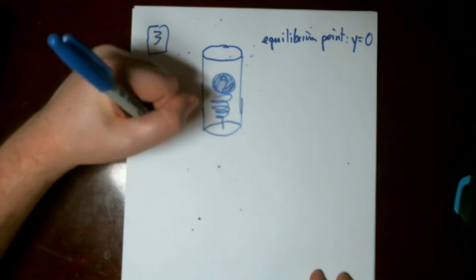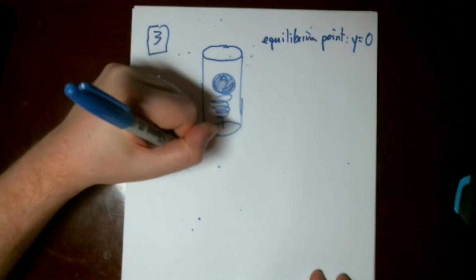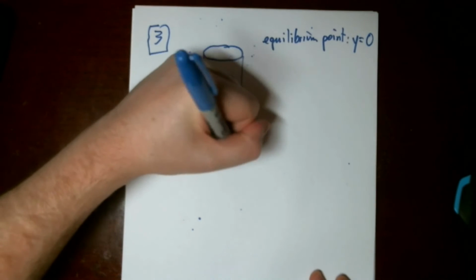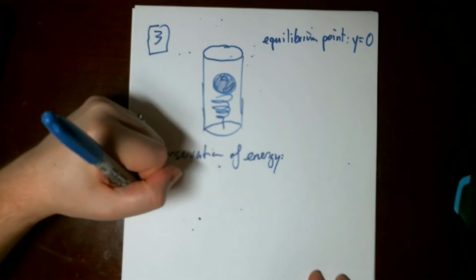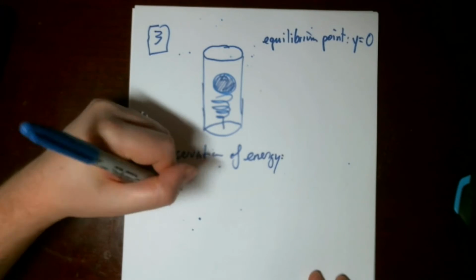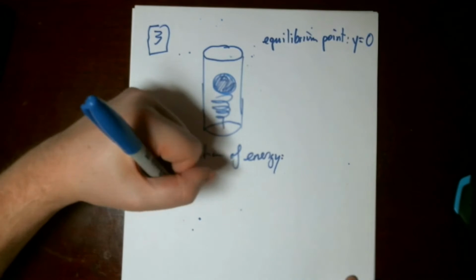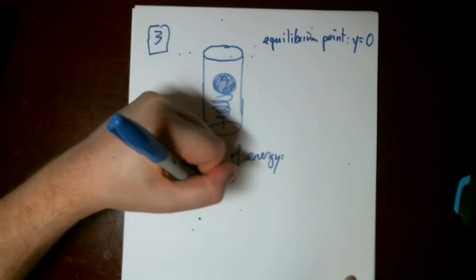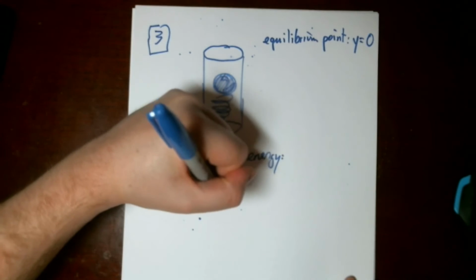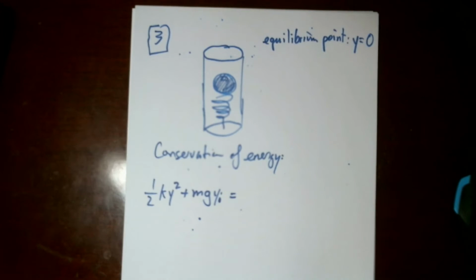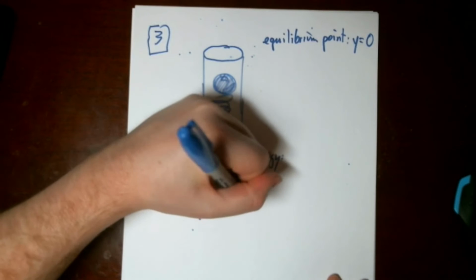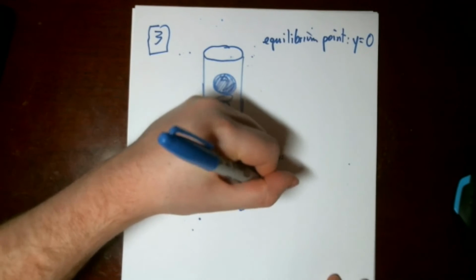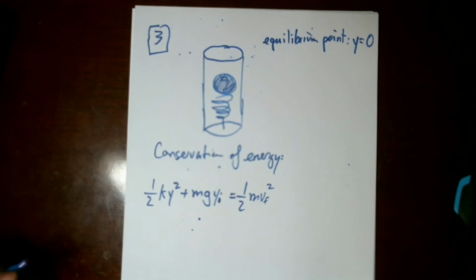So let's write down conservation of energy. We have 1/2 k y squared plus m g y i. And then the final energy is also going to have 2 terms. It's going to have the kinetic energy, 1/2 m v f squared, but it's also going to have a gravitational potential energy.